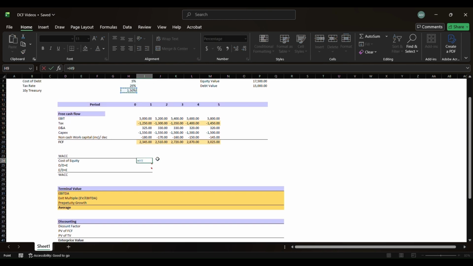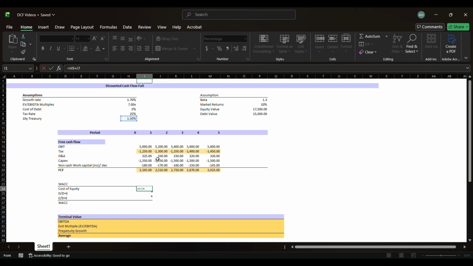So RFR plus beta times market return, which is 10%, minus the risk-free rate. Enter. So the cost of equity is 12.5%.